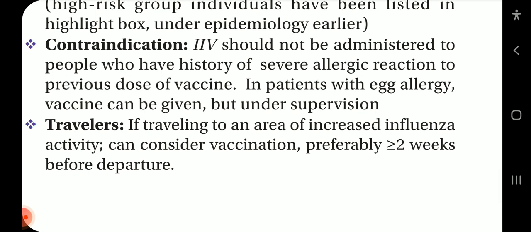Contraindication: IIV should not be administered to people who have a history of severe allergic reaction to a previous dose of vaccine. In patients with egg allergy, vaccine can be given but under supervision. Travelers: if traveling to an area of increased influenza activity, can consider vaccination, preferably at least 2 weeks before departure.